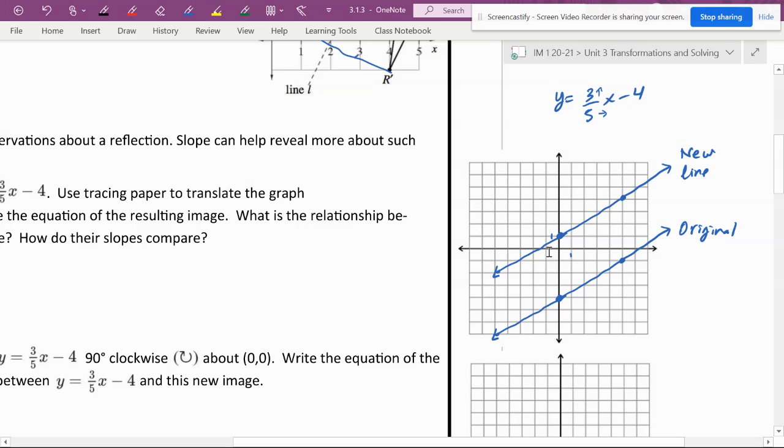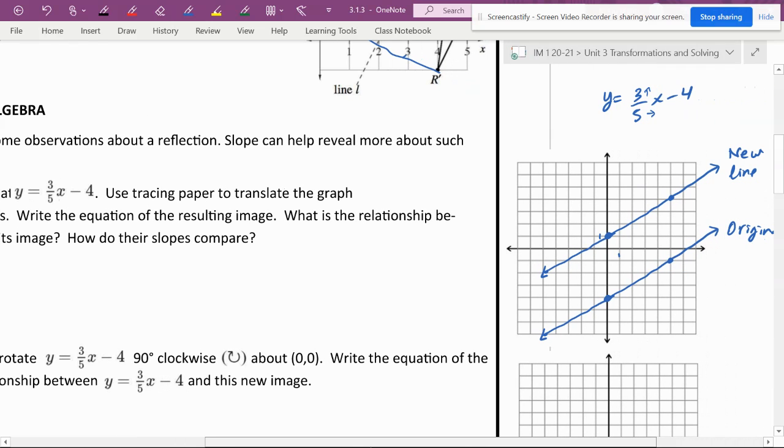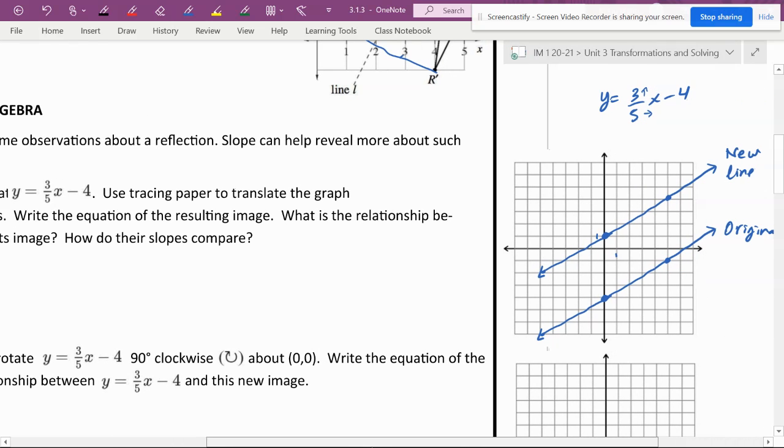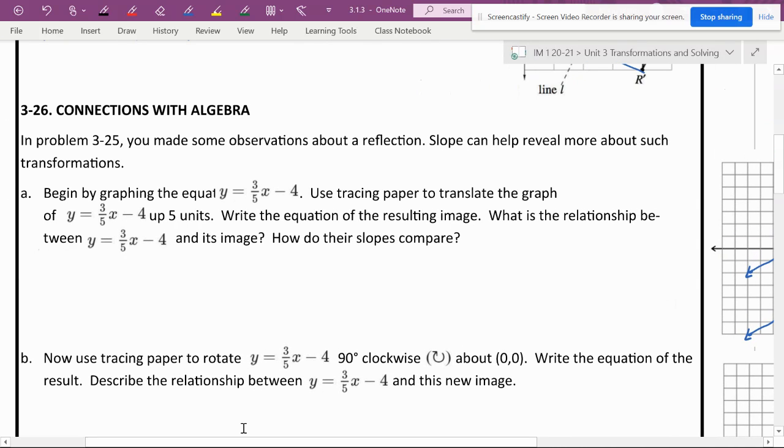So again, what is the relationship between the original line and the new line, and how do their slopes compare? We can say it looks to be the same line, so they seem to be parallel in this case. The lines look parallel, or are parallel.